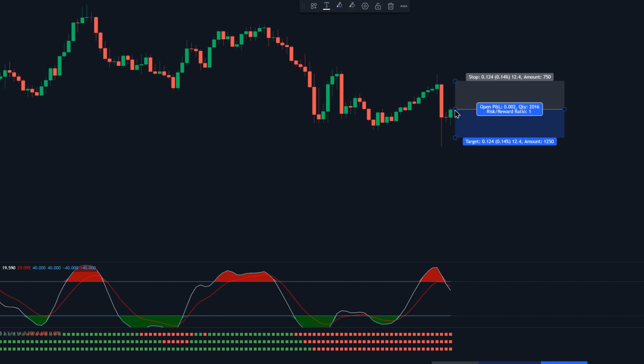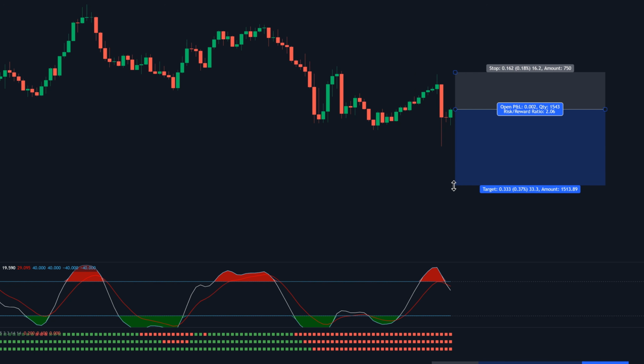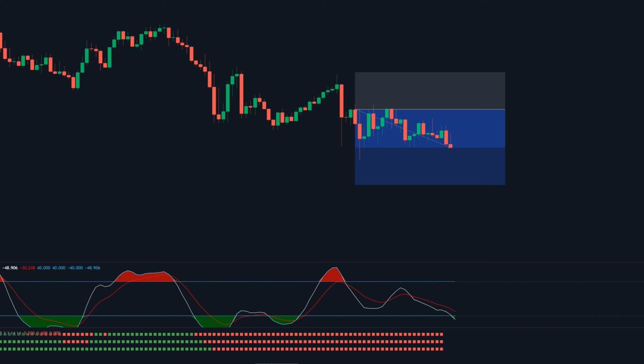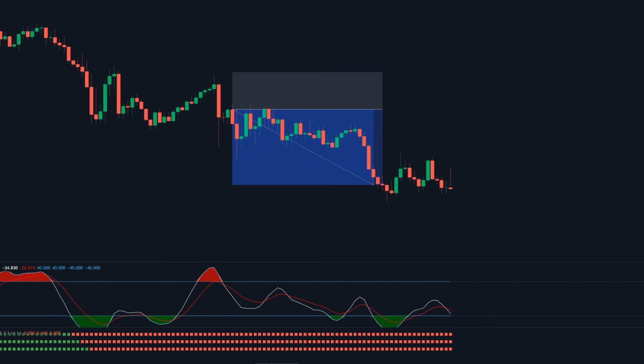We're gonna set our stop loss right above the most recent swing high. Then for the take profit, we're gonna target 2 times the risk. Letting this trade run, and as you can see, it hits take profit.